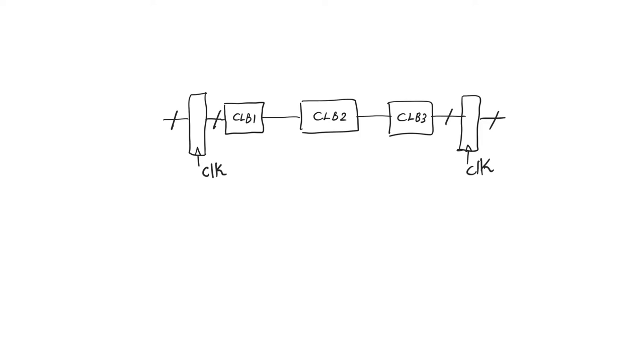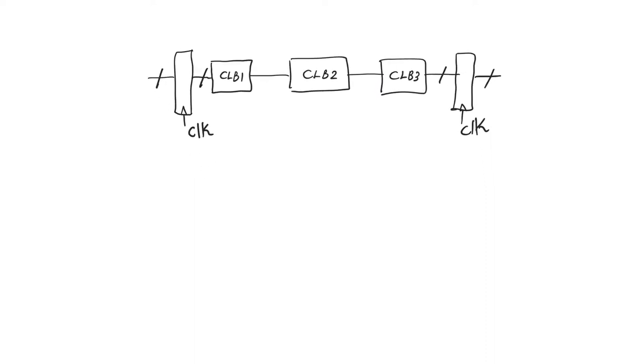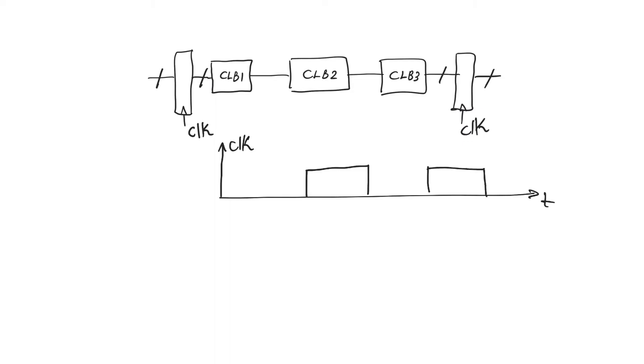And the question is, at this point, what is the operating frequency of the clock, or what is the clock period that we have to use? Let's consider the clock signal, and let's consider two consecutive active edges of the clock signal. We want to find the minimum amount of time we have to give between these two active edges, which would become the clock period T capital.